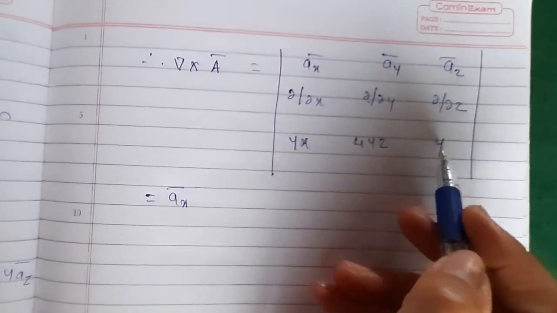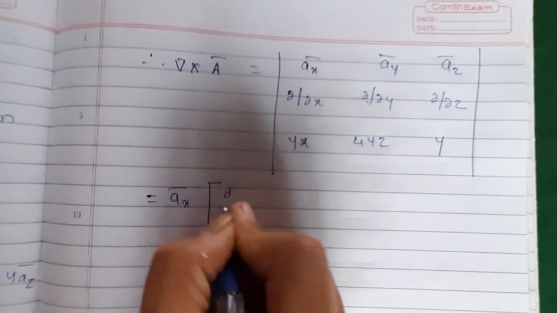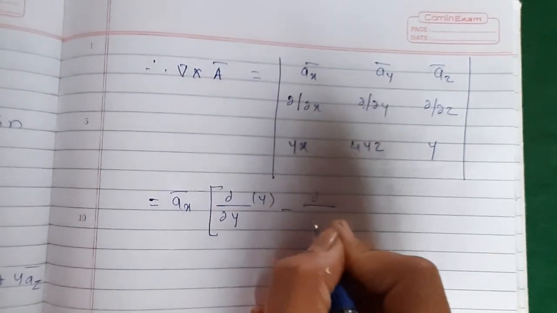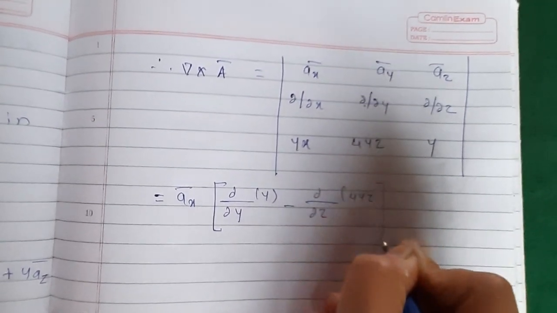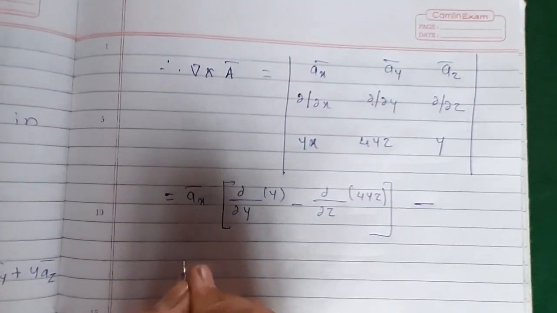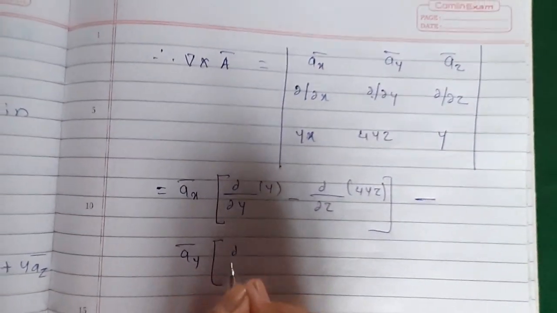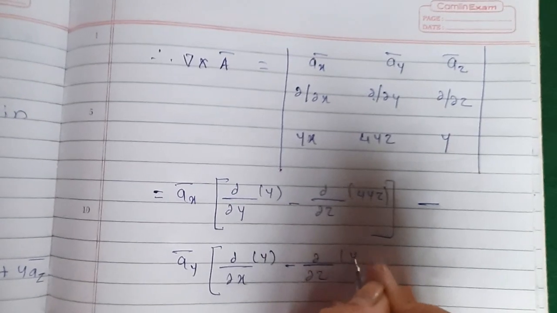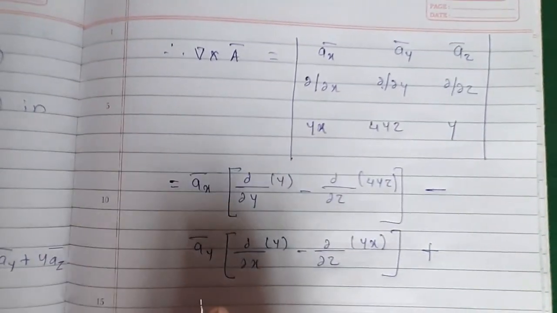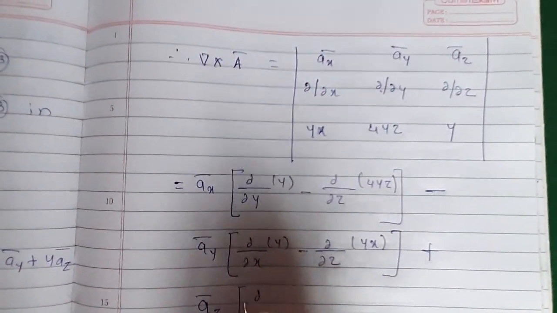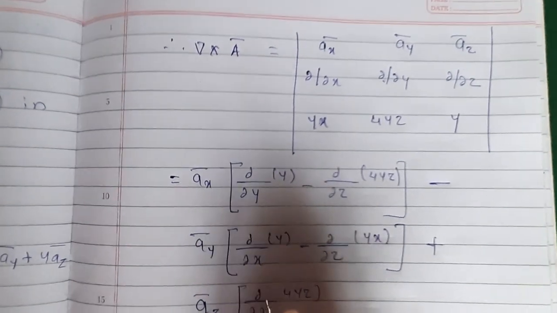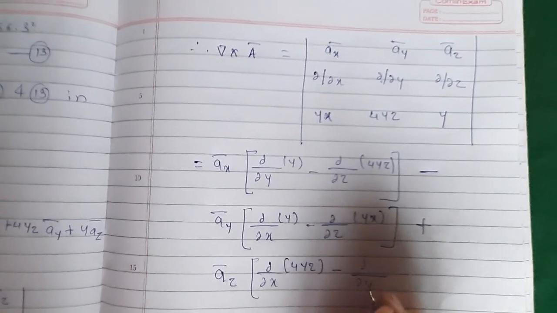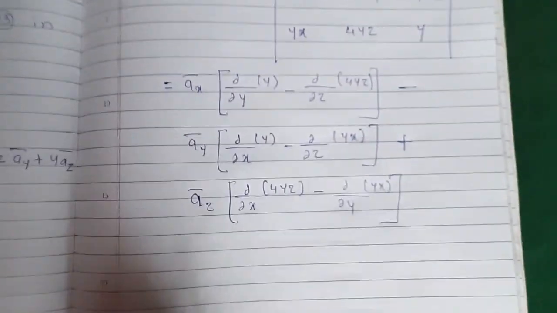So it is ax bar times d by dy of y minus d by dz of 4yz, minus ay bar times d by dx of y minus d by dz of yx, plus az bar times d by dx of 4yz minus d by dy of yx. So we solve this equation.